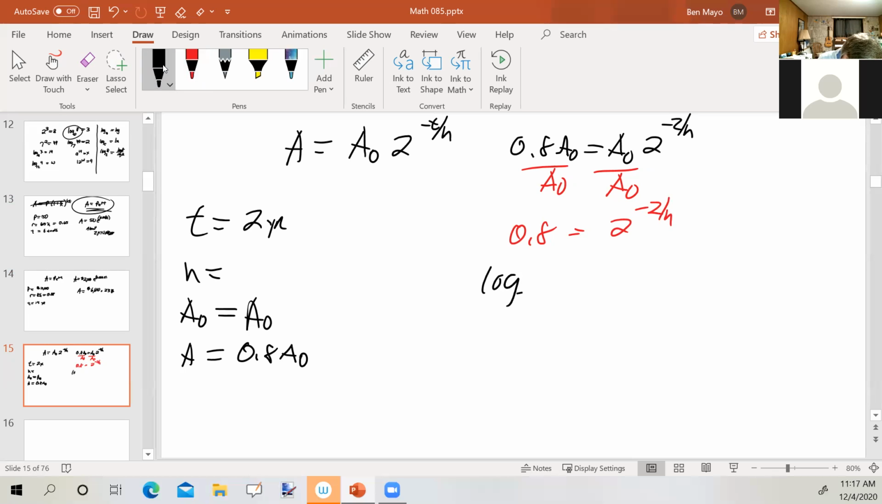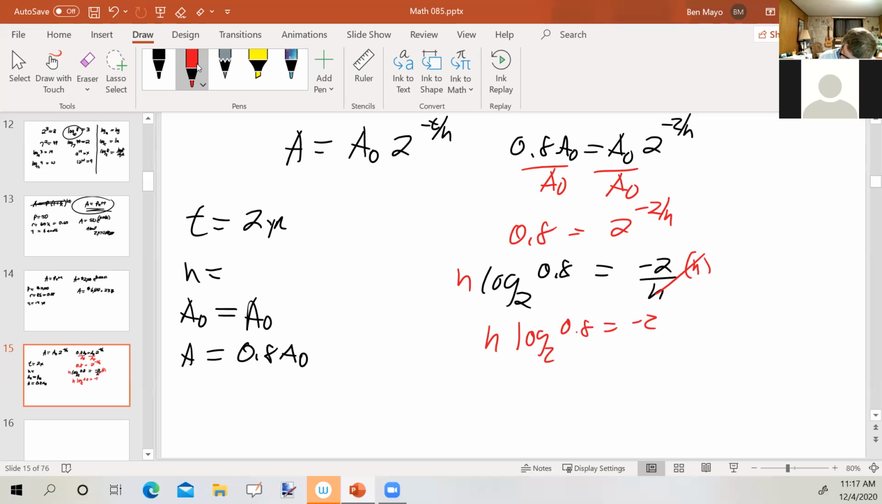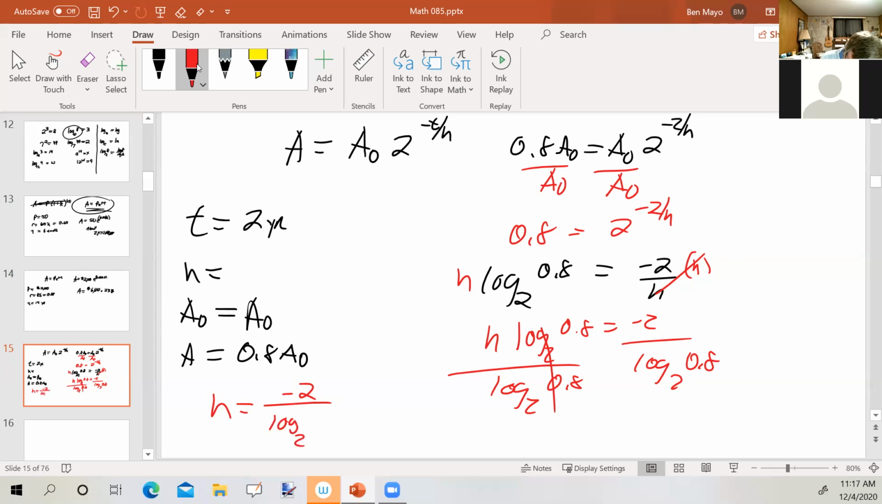We'll rewrite this as a logarithmic equation. Okay, h is on the bottom and I need h on top. So I'm going to multiply both sides by h, which is going to give me h log base 2 of 0.8 equals negative 2. Then I'm going to divide both sides by the log base 2 of 0.8. So now I've got h equals negative 2 over the log base 2 of 0.8. But using the change of base formula, I get negative 2 over the log of 0.8 over the log of 2. And I'm going to parenthesize all of that.